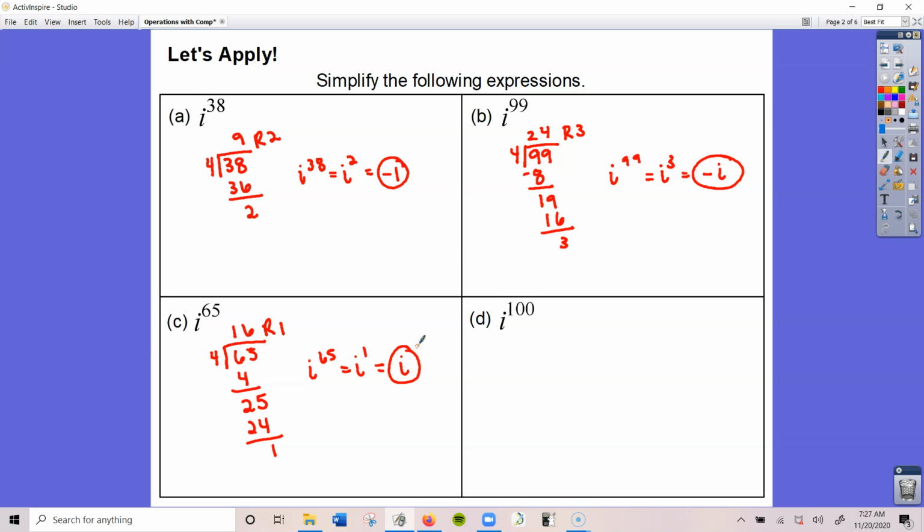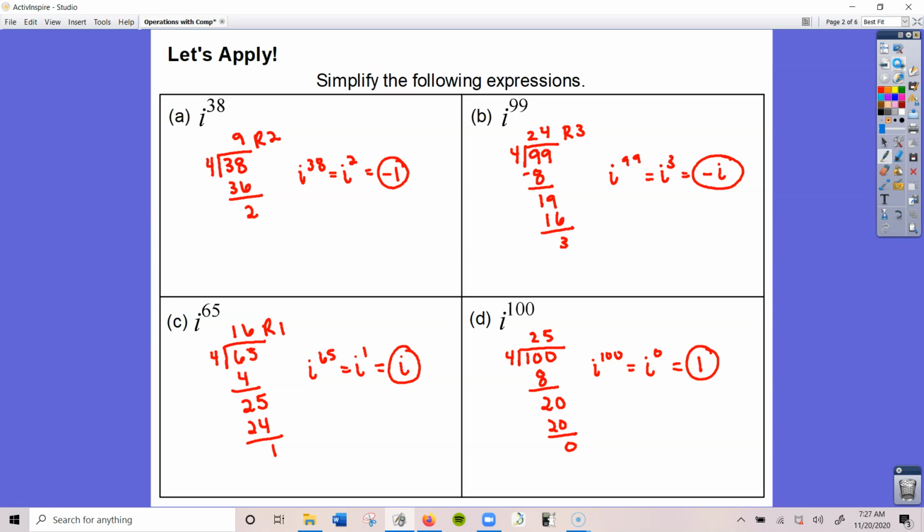And now finally, i raised to the 100. If we divide 100 by 4, 4 goes into 10 2 times to give you 8. 10 minus 8 is 2, bring down the 0. 4 goes into 20 5 times, and here we get a remainder of 0. So this means that i to the 100 is equal to i to the 0, which is just 1. So anytime you don't have a remainder, the answer will be 1.